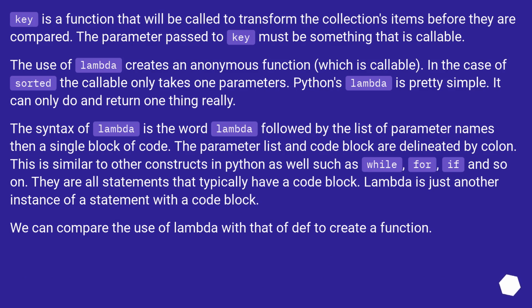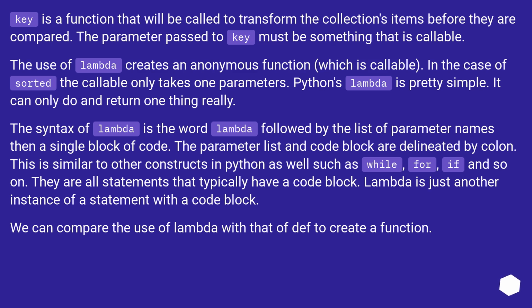Key is a function that will be called to transform the collection's items before they are compared. The parameter passed to key must be something that is callable. The use of lambda creates an anonymous function, which is callable. In the case of sorted, the callable only takes one parameter. Python's lambda is pretty simple. It can only do and return one thing really.